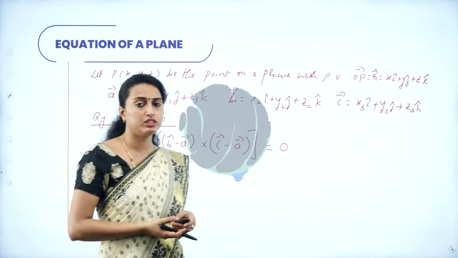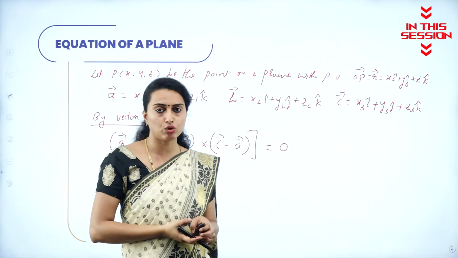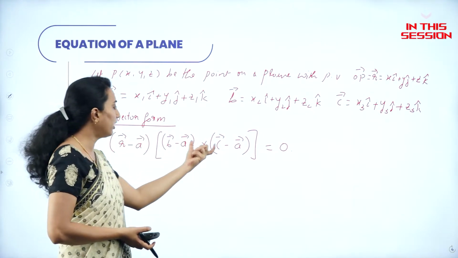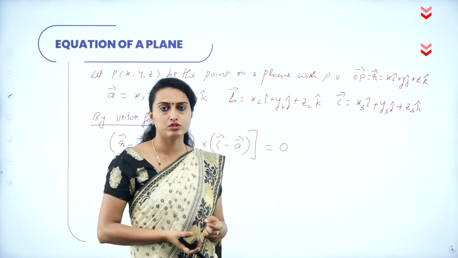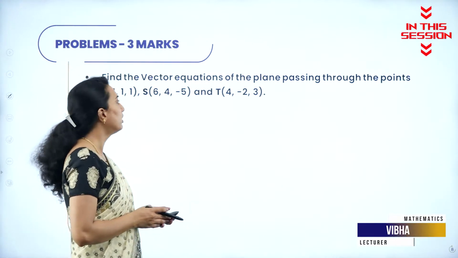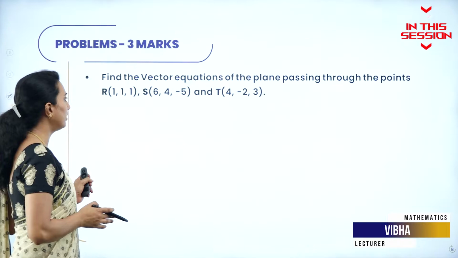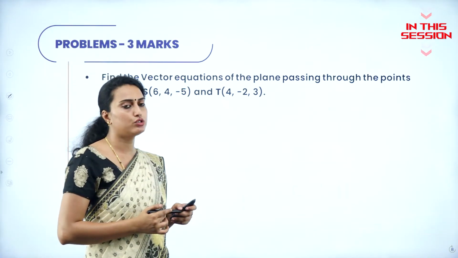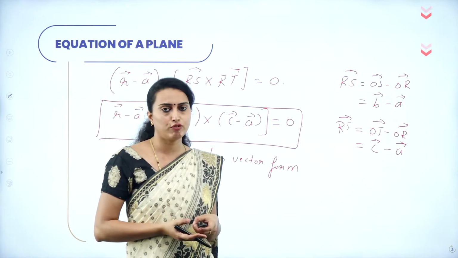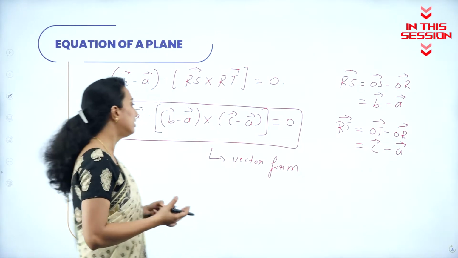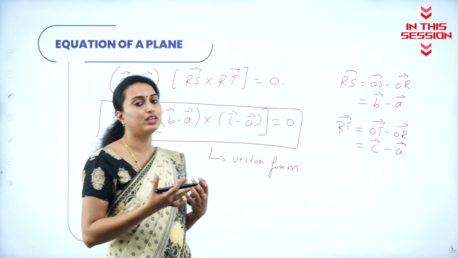Triple product will be equal to what? The determinant of this, with the first row, second row and third row, will be equal to 0. Find the vector equation of the plane passing through the points R(1, 1, 1), S(6, 4, -5) and T(4, -2, 3). For the Cartesian form, dear students, I am going to take, let the points be R, S and T.